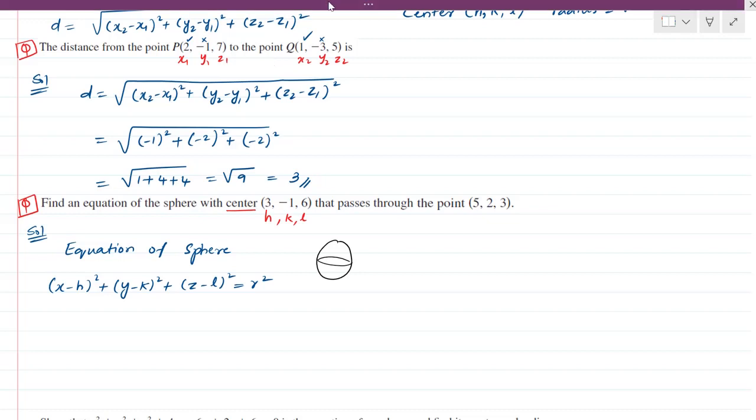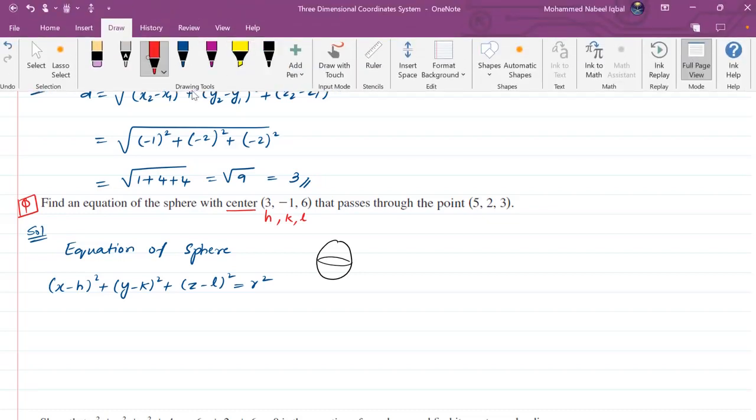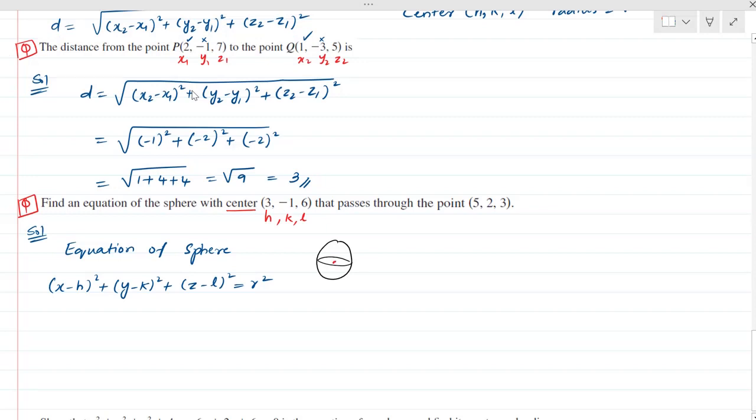So here the center is given, and the sphere passes through the given points. The center is clear. Now how will you calculate the distance? This is going to be your radius.